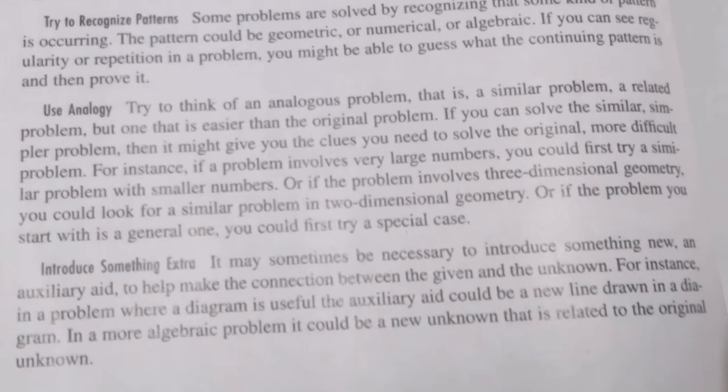Introduce something extra. It may sometimes be necessary to introduce something new, an auxiliary aid, to help make the connection between the given and the unknown. For instance, in a problem where a diagram is useful, the auxiliary aid could be a new line drawn in a diagram. In a more algebraic problem, it could be a new unknown that is related to the original unknown. Take cases.